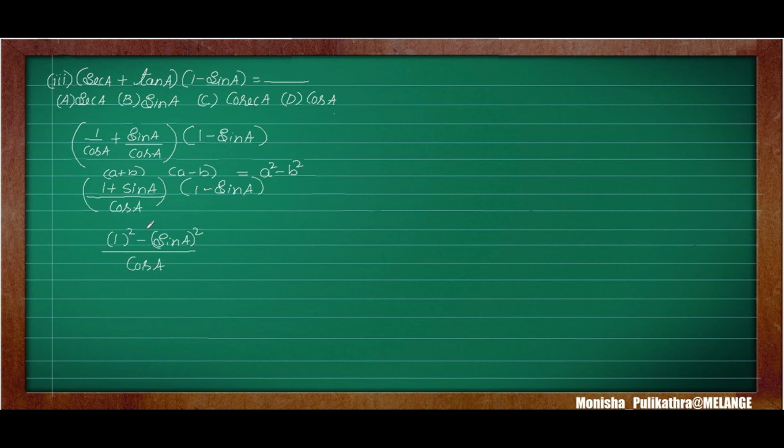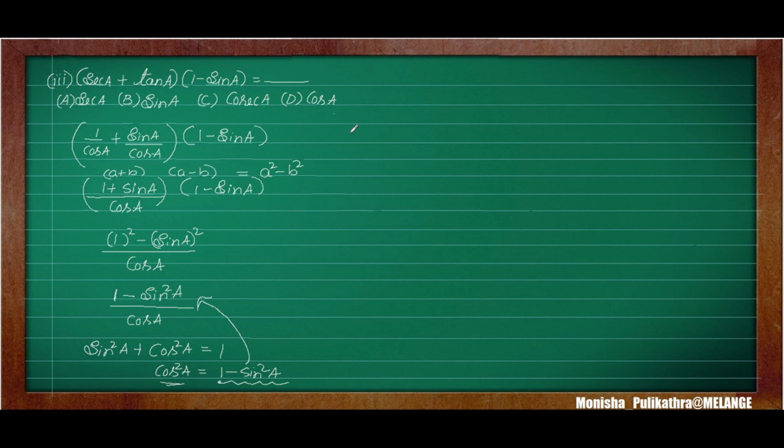Fine. So now 1 square minus sin A whole square will become 1 minus sin square A, whole divided by cos A. Now we have a trigonometric identity: sin square A plus cos square A is equal to 1. So cos square A is also equal to 1 minus sin square A, I just shifted sin square A to the right hand side. So the value of 1 minus sin square A will become cos square A. So we can substitute this here.